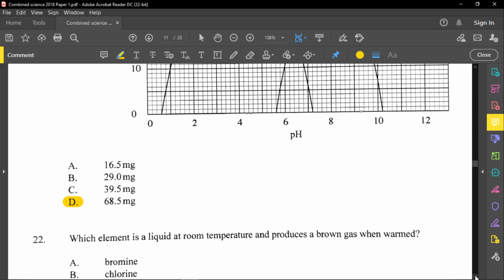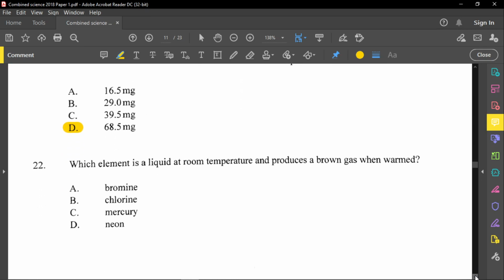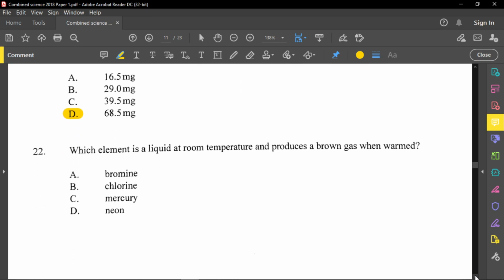All right, let's go to question number 22. It said, which element is a liquid at room temperature and produces a brown gas? So there are two things we're looking for: liquid at room temperature, and it produces a brown gas. So that's now two things we're looking for. Okay, so off the bat, we know that bromine will produce brown gas. So bromine is a good choice.